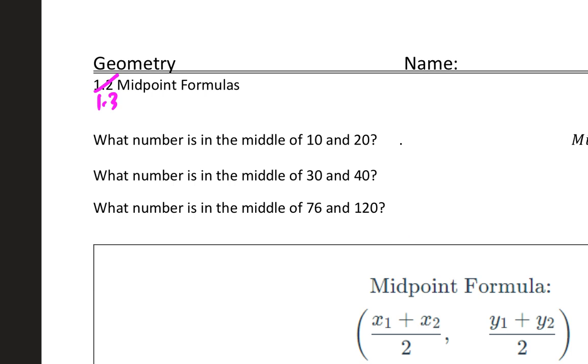Hopefully you said for 10 and 20, that is not 25, that would be 15. 10 and 20 would be 15. 30 and 40 would be 35. But what about 76 and 120? That's a little bit more difficult. You might have said 98, but how do we get that?